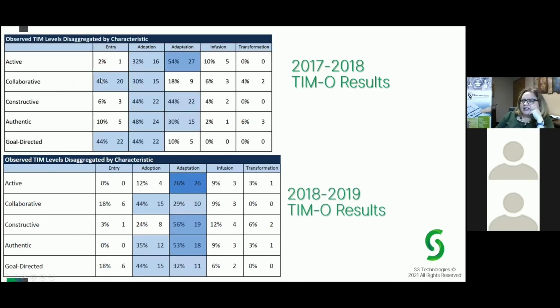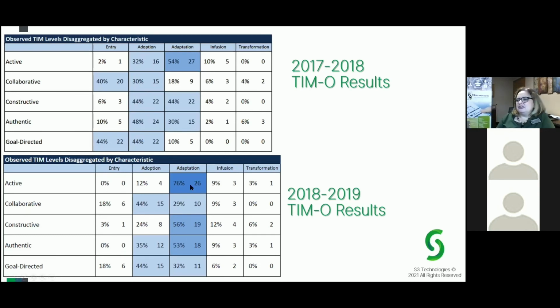So this is a nice little chart that goes over the 5 different characteristics: active, collaborative, constructive, authentic, and goal-directed, and where the observations ranked. This is for all the observations that were done that year. You can see for this first year, they were really at the adoption level. They were starting to use it, starting to give the kids some hands-on, but still very much in control of the technology, using it exactly like, here's how we're going to do it, we're going to do it this way.